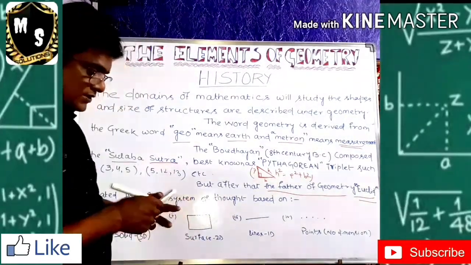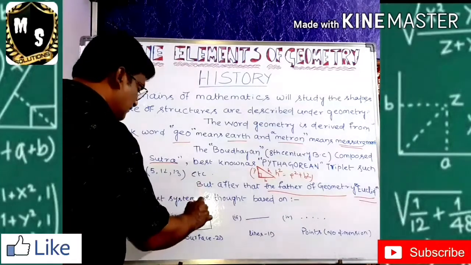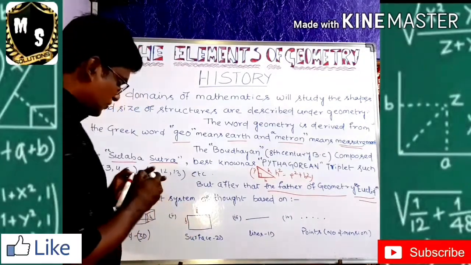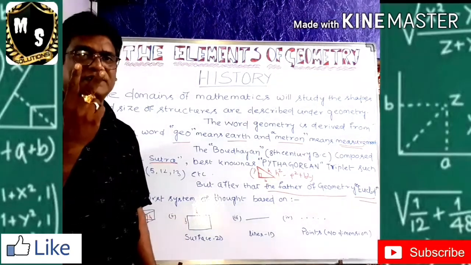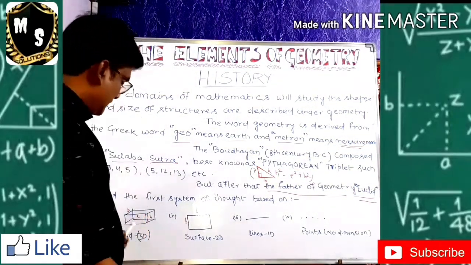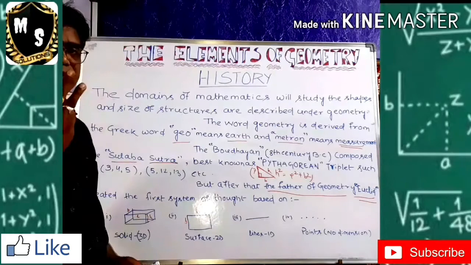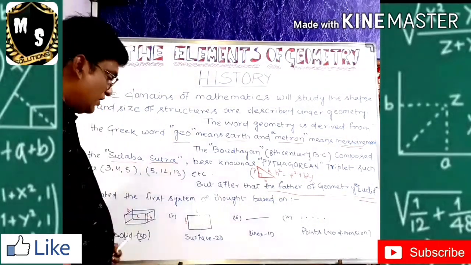Why? Because it has only length and breadth. So see now, it is existing in 2 dimensions only. For that reason it is called a 2D figure. This one exists in 3 dimensions, so it is called a 3D figure.